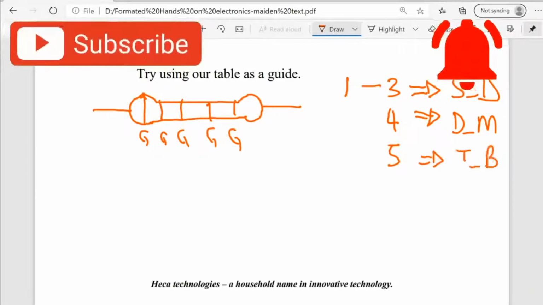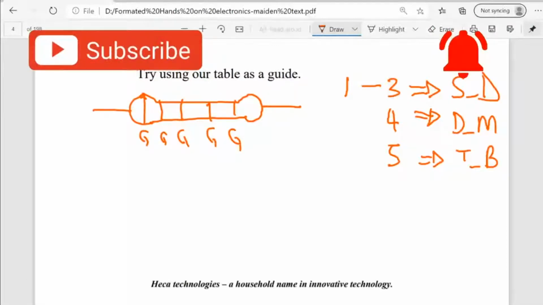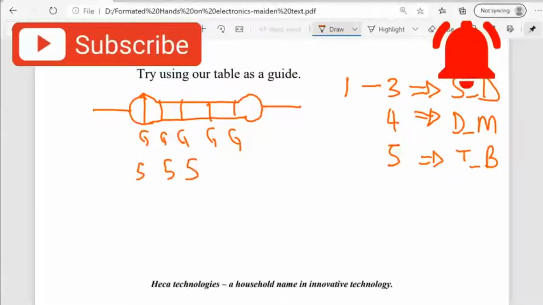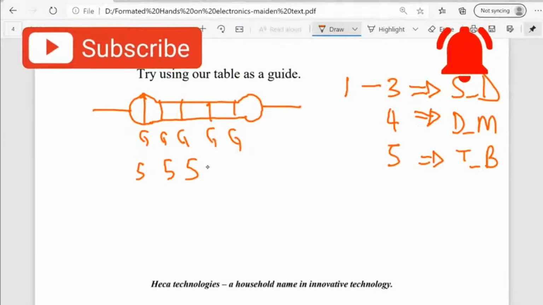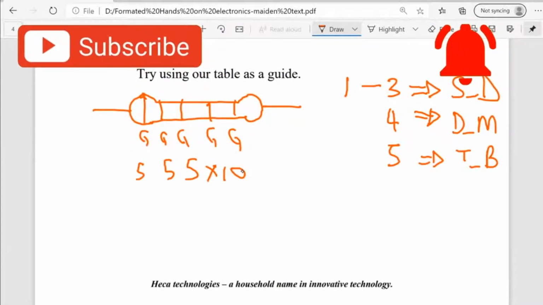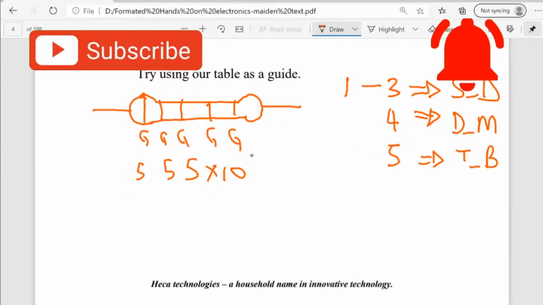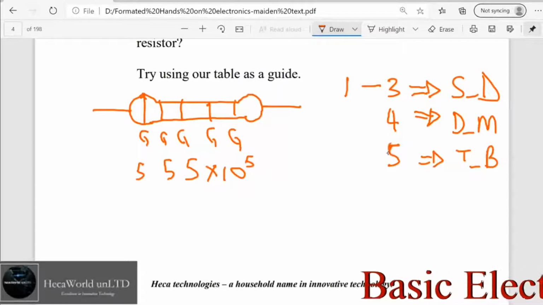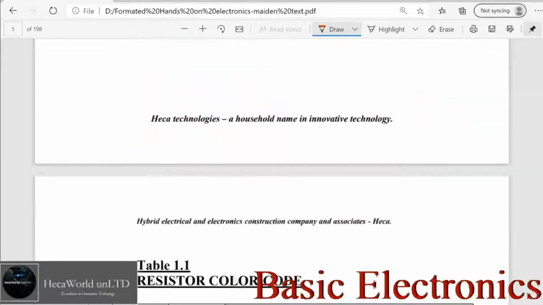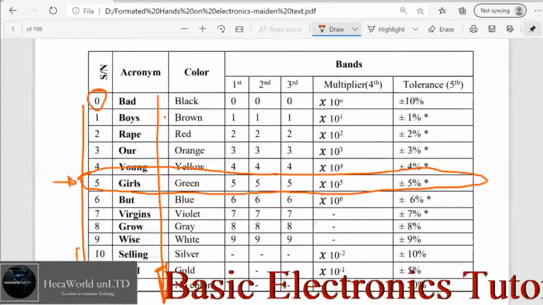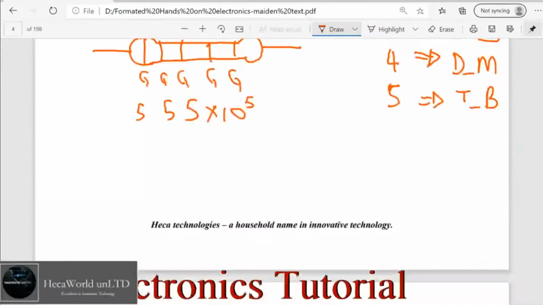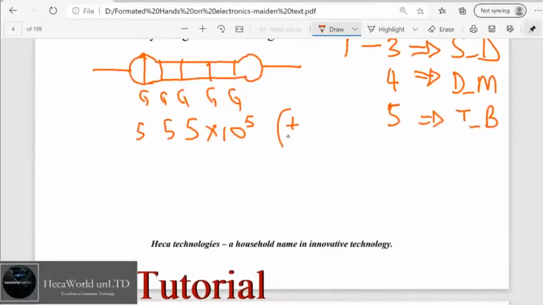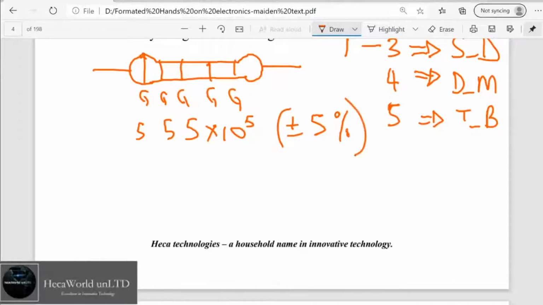All right. So 5, 5, 5. The fourth one is a decimal multiplier. So we're going to multiply by 10 raised to power x. In this case, our x is 5, raised to power 5. And then the tolerance band is also green. What does green mean on the fifth band? It means that whatever the value of this resistor is, it's actually going to be greater or less by 5% of the value.